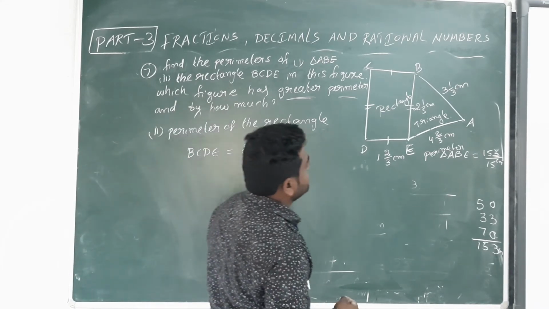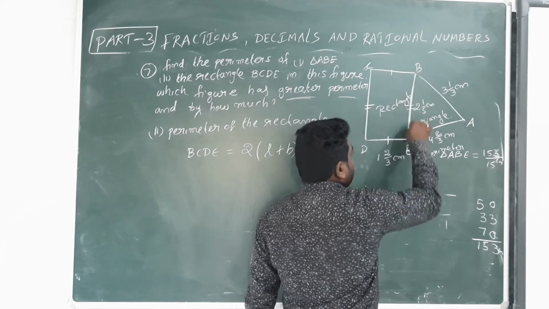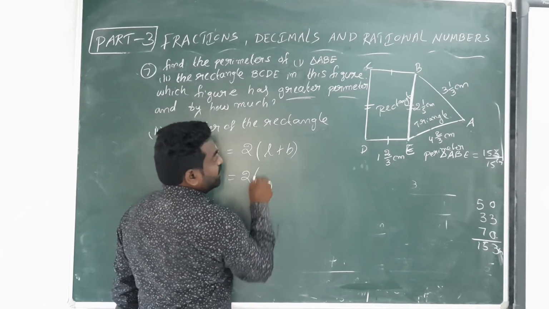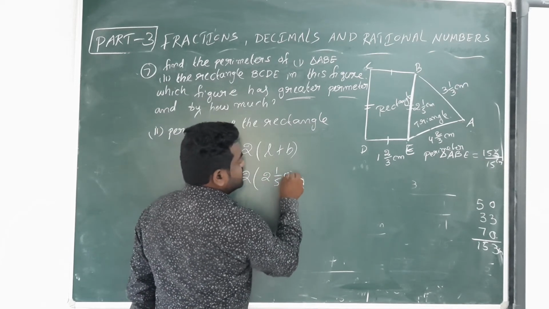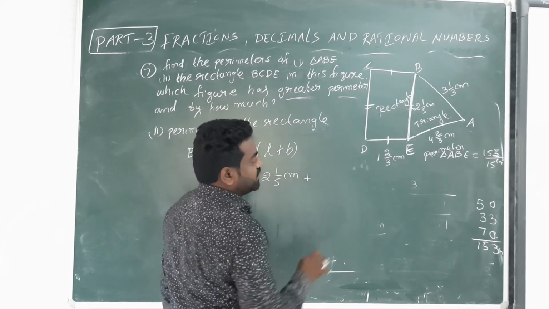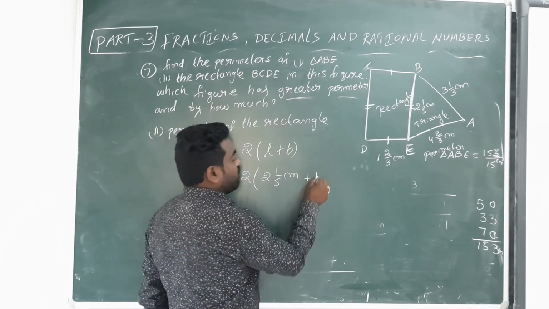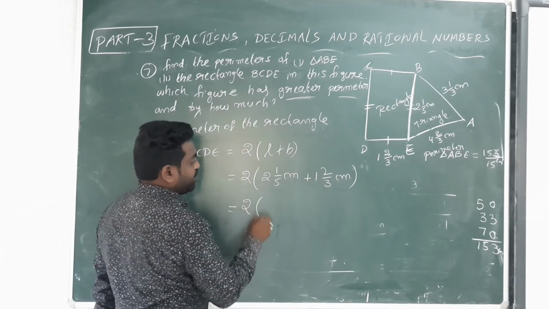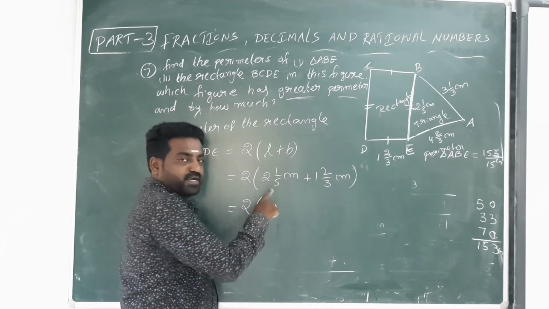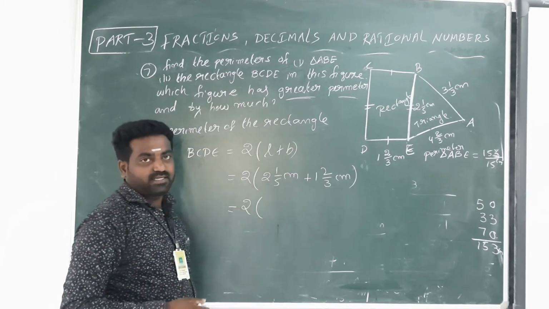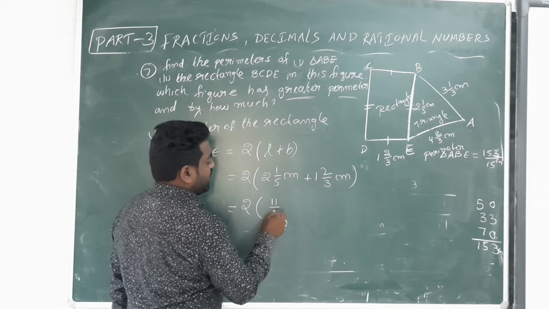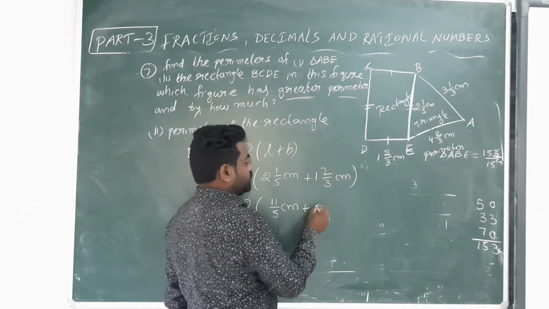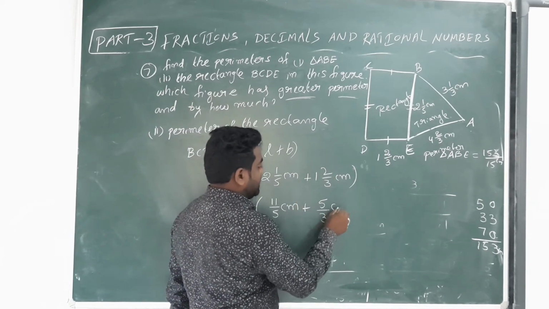Here the length is 2 1/5 and the breadth is 1 2/3. So 2 into (2 1/5 centimeters plus 1 2/3 centimeters). The mixed fractions are converted into improper fractions: 2 times 5 is 10, 10 plus 1 is 11, so 11/5 centimeters, plus 1 times 3 is 3, 3 plus 2 is 5, so 5/3 centimeters.